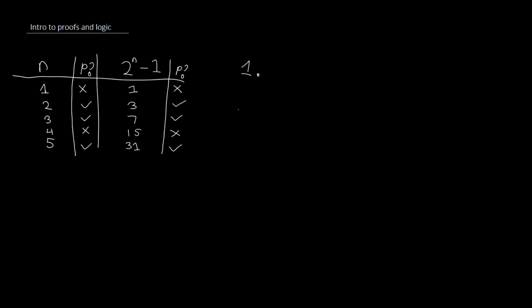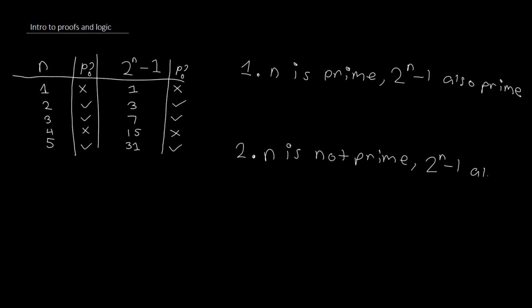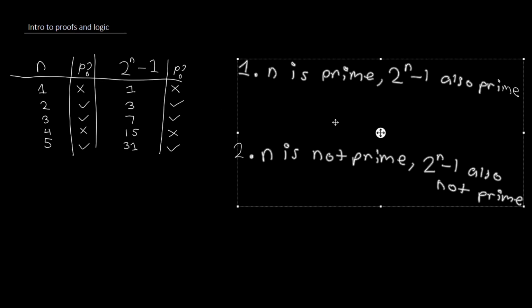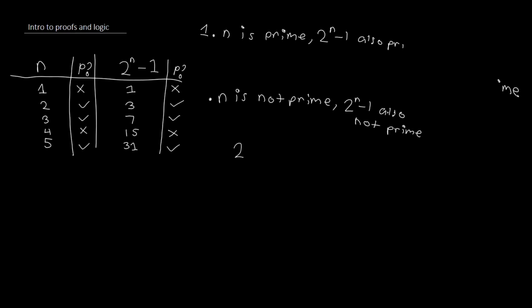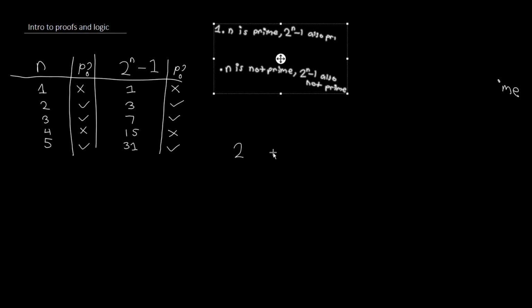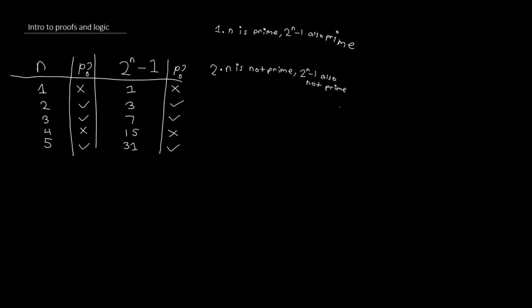Alright, so now that we have this pattern, let's formulate our results, right? We want to turn these into theorems that you can just publicize and show to the world. So what can you base off of this pattern? Well, when n is prime, 2 to the power of n minus 1 is also prime. Right, so that's your first theorem or first statement. And the second one is, if n is not prime, 2 to the power of n minus 1 is also not prime. And these are your two theorems, two statements, whatever you want to call it. Let's just redraw it again. Alright, so these are your two theorems.